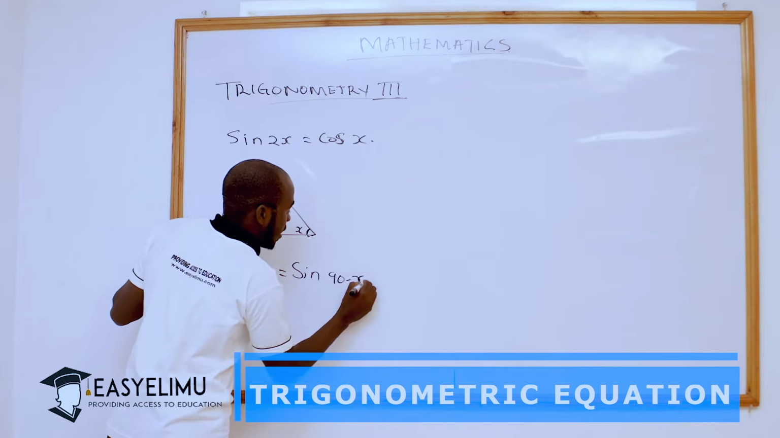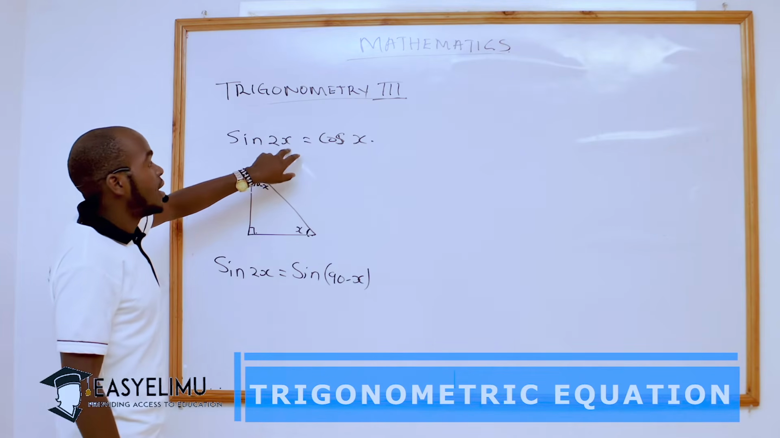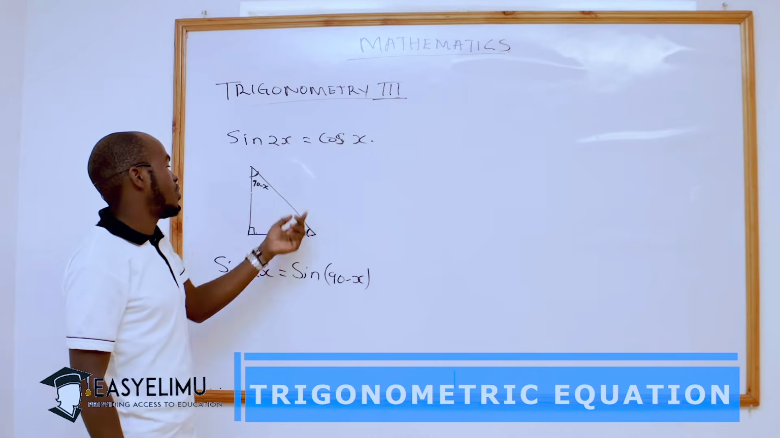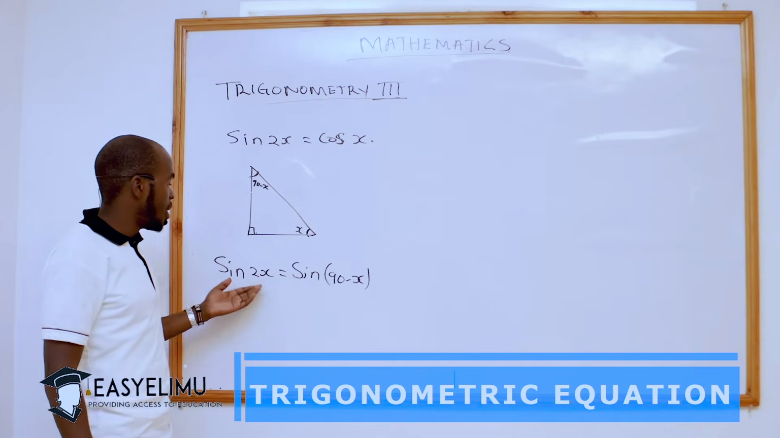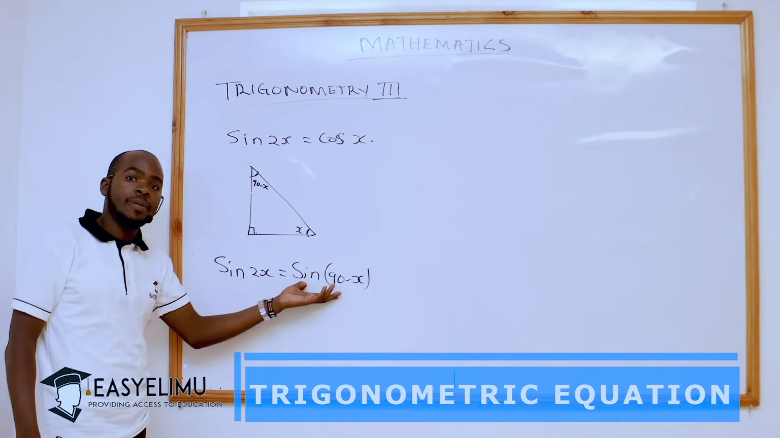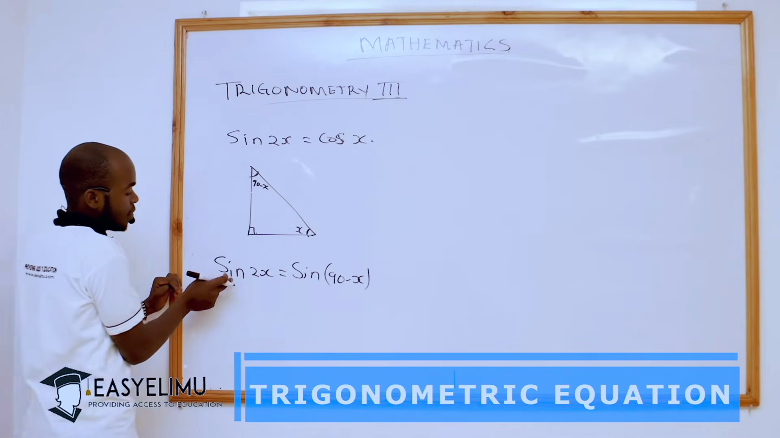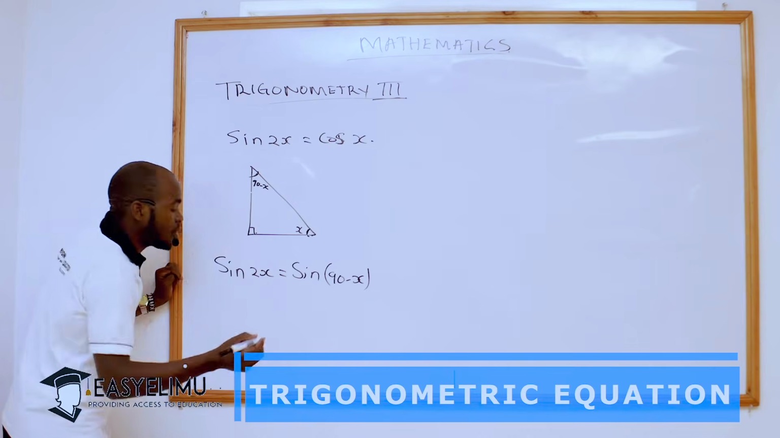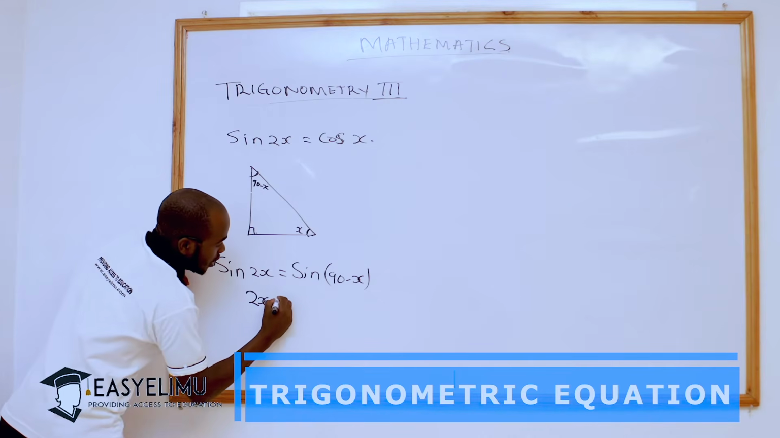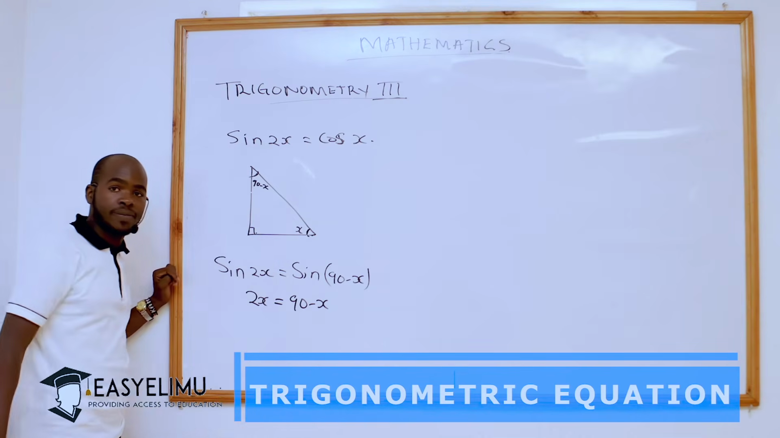90. Because if you find sine 2x, it will give you cos x, which is the opposite of that angle, which is the other direction. So here we shall have this way. And on doing this, because sine is the same, it definitely follows that 2x is equivalent to 90 minus x.